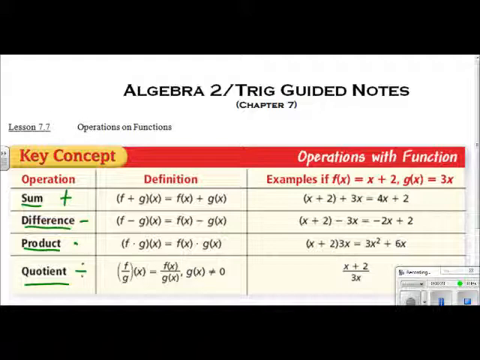So the definition would be, if we had f plus g of x, we would take our f of x plus our g of x. So for example, if our f of x equals x plus 2 and our g of x equals 3x, then f plus g of x would be our x plus 2, that f of x, plus our 3x, our g of x. So in total, it would be 4x plus 2.